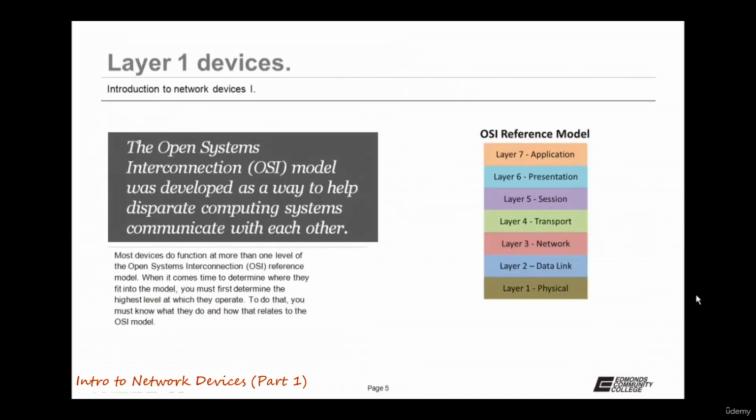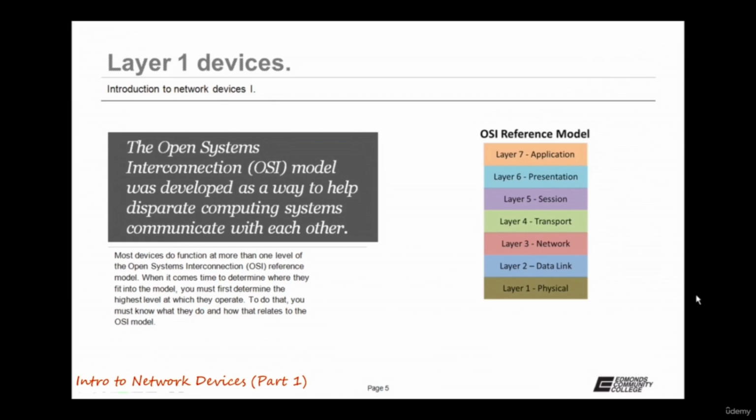Before I start talking about the Layer 1 devices, we need to talk about the Open System Interconnection model, the OSI model. It was developed as a way to help disparate computing systems to communicate with each other. The OSI reference model has 7 layers. Layer 1 is the physical layer, Layer 2 is data link, Layer 3 is network, Layer 4 is transport, Layer 5 is session, Layer 6 is presentation, and Layer 7 is application. We're going to be discussing the bottom 3 layers, layers 1, 2, and 3 today.